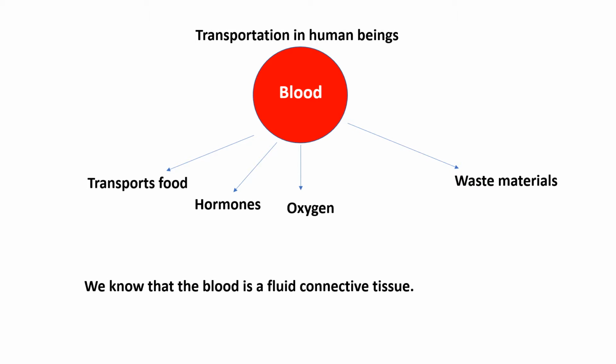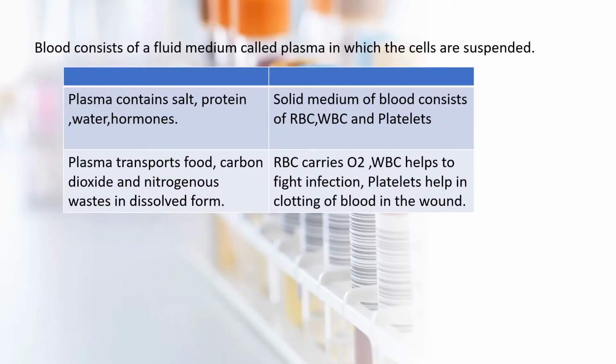Let's learn a little more about blood. Blood consists of two parts, fluid medium and solid medium. Fluid medium is called plasma, whereas solid medium is seen suspended in the plasma. What does this plasma contain? It contains salt, protein, water, hormones, whereas solid medium consists of RBC, WBC and platelets.